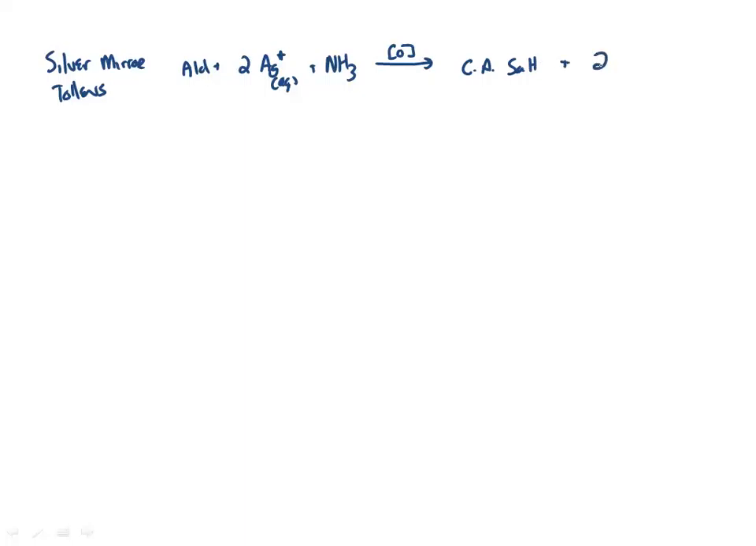Okay, the other reaction that's on there is, let's see, which one is the silver mirror? That's Tollens', right? And if you remember, that was an aldehyde plus silver ions, in this case with a +1 charge, plus ammonia, and we got a carboxylic acid salt plus 2 silver, and that was our silver mirror.